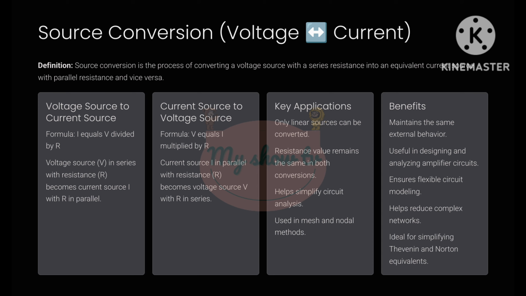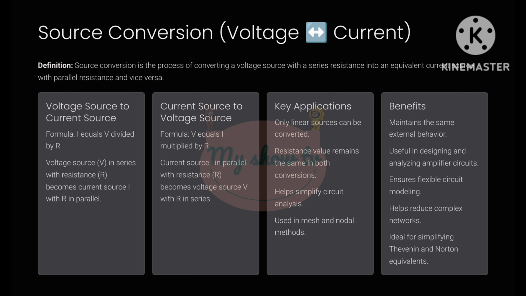Definition. Source conversion is the process of converting a voltage source with a series resistance into an equivalent current source with parallel resistance and vice versa. For voltage source to current source. Formula. I equals V divided by R. Voltage source, V, in series with resistance, R, becomes current source I with R in parallel.